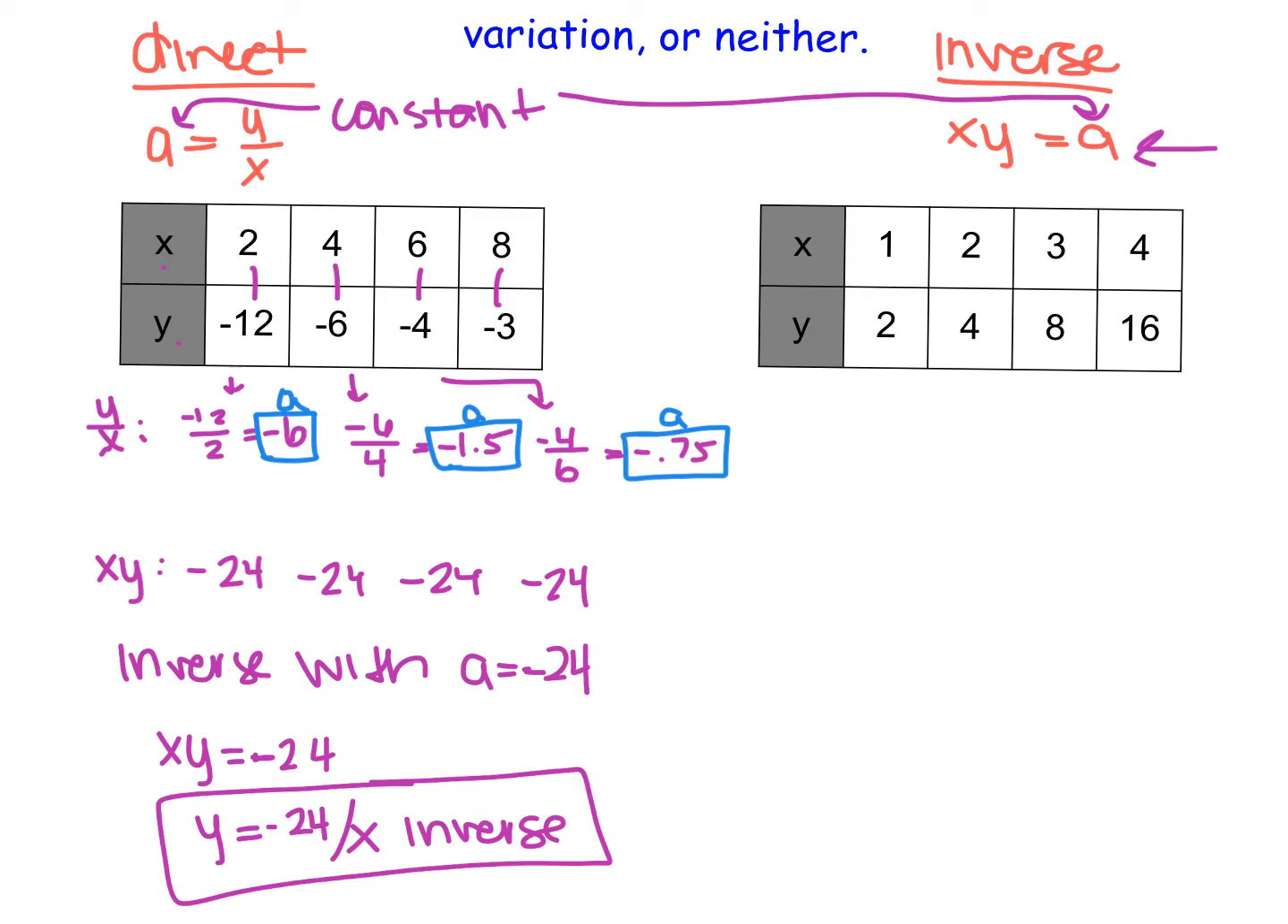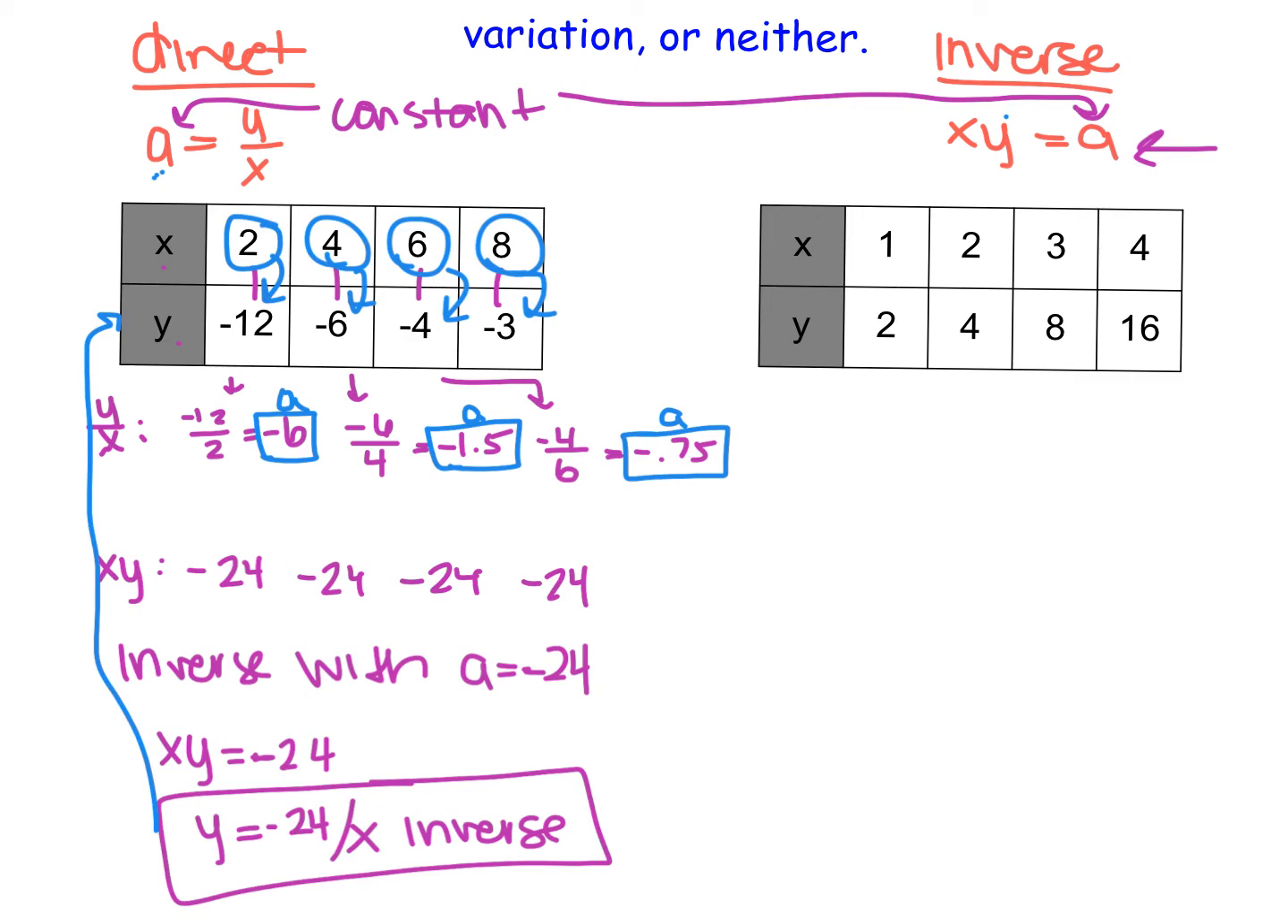Now if I test this out, negative 24 divided by 2 results in negative 12. Negative 24 divided by 4 results in negative 6. Negative 24 divided by 6 results in negative 4. Negative 24 divided by 8 results in negative 3. So by looking at these patterns and trying to figure out what a is, whether it was a direct or an inverse variation, we're able to not only determine that this is an inverse variation in Table 1, but also that we have an equation, which is y equals negative 24 divided by x.